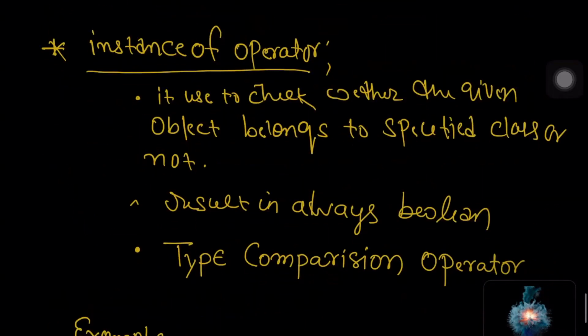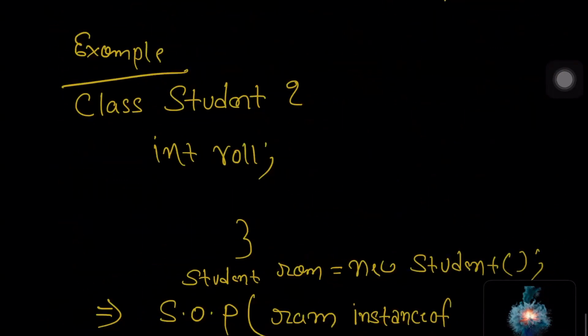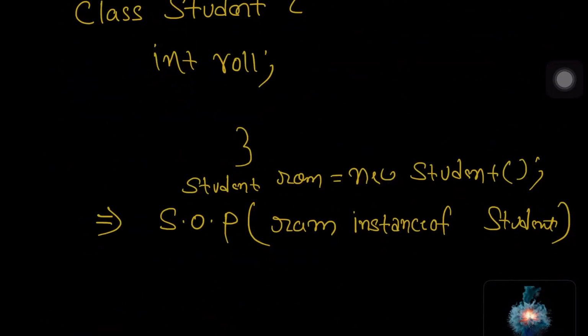Now the instanceof operator. It is used to check whether the given object belongs to a specified class or not. The result is always a boolean, either true or false, and we also call it the type comparison operator. Let's take an example. I again declare class Student, and I have created one student called Ram. Now I just want to check whether Ram belongs to Student or not. There might be classes like Teacher, College, so Ram might belong to College, Teacher, or Student.